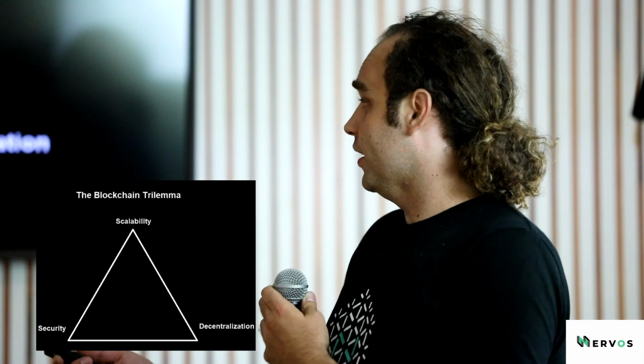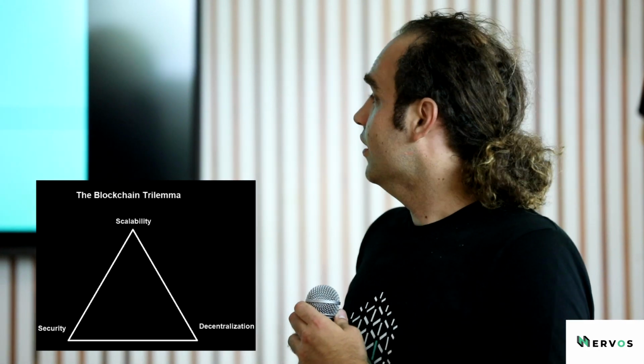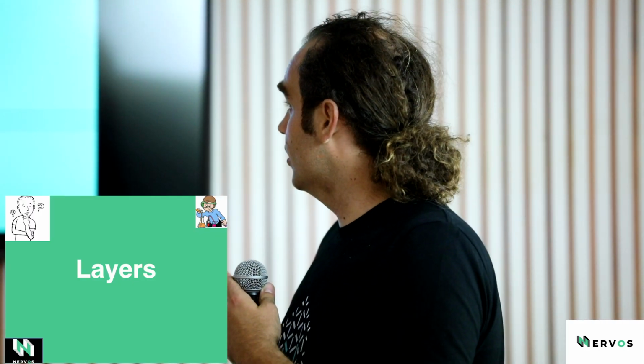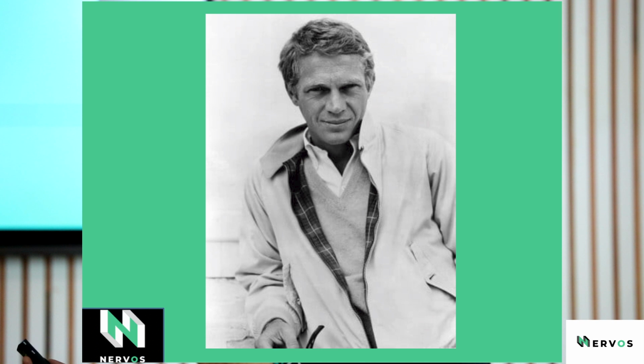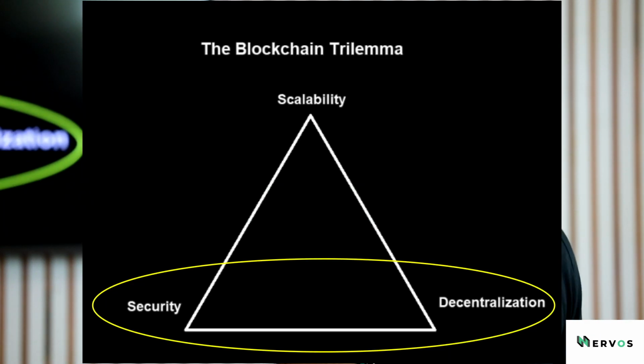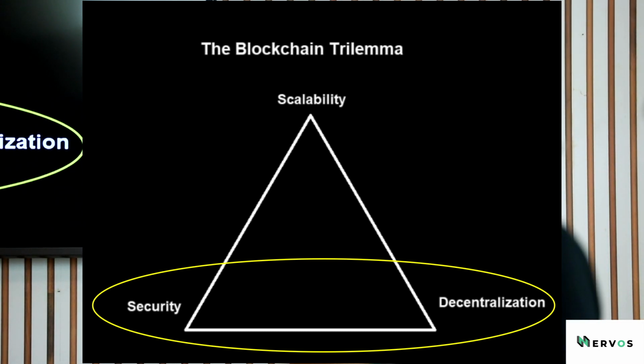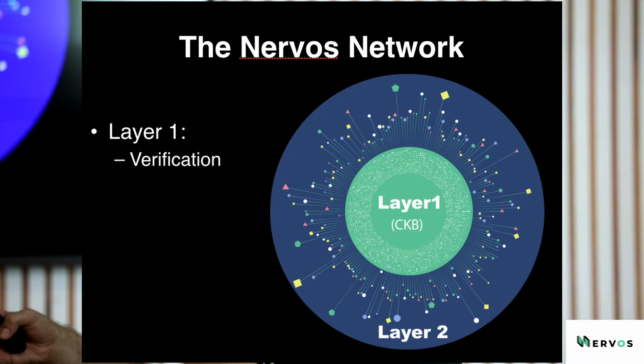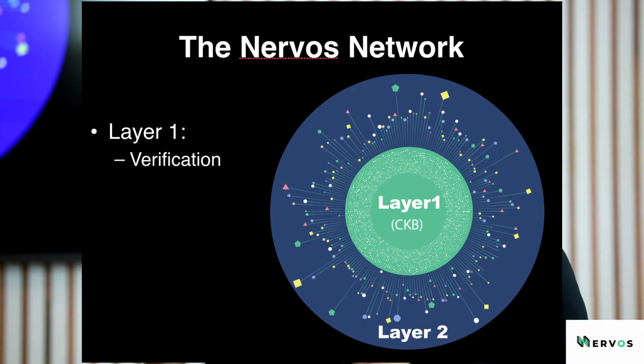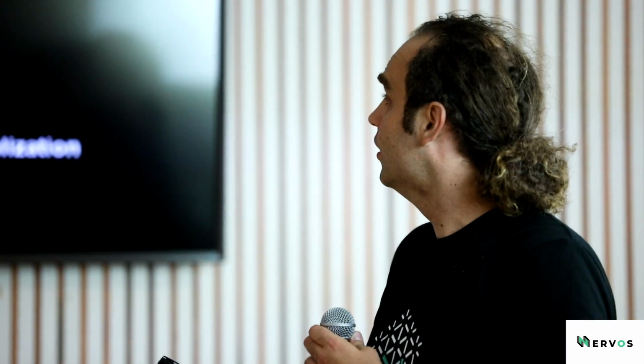We can take this blockchain trilemma and we can split it. We can use layers, just like this cool guy keeping warm with layers. At the bottom layer, we can address security and decentralization. This is with the Nervos network. Layer 1 is for verification. So we're not doing actual computation on layer 1 of the blockchain. It's just for verifying computation that's happening at layer 2.